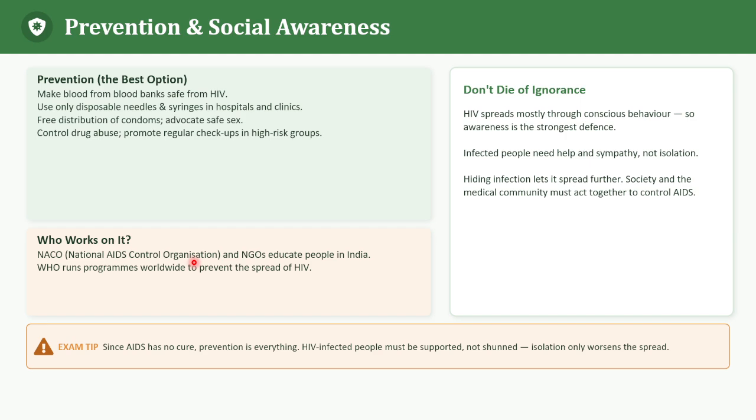But prevention is not only about medicine, it is also about attitude. A person living with HIV or AIDS should not be unnecessarily isolated or rejected. They need help, they need support, they need sympathy. So don't die of ignorance. Knowledge and awareness are powerful tools in preventing HIV transmission.